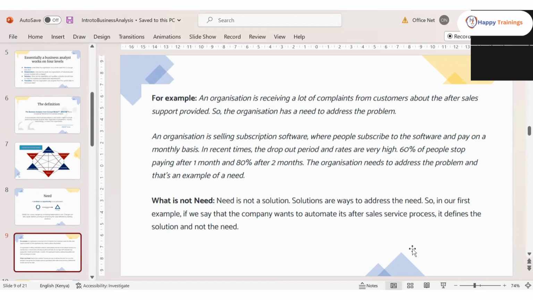What is not a need? A need is not a solution. Solutions are ways to address the need. So in our first example, if we say that the company wants to automate its after sales service process, it defines the solution, not the need.